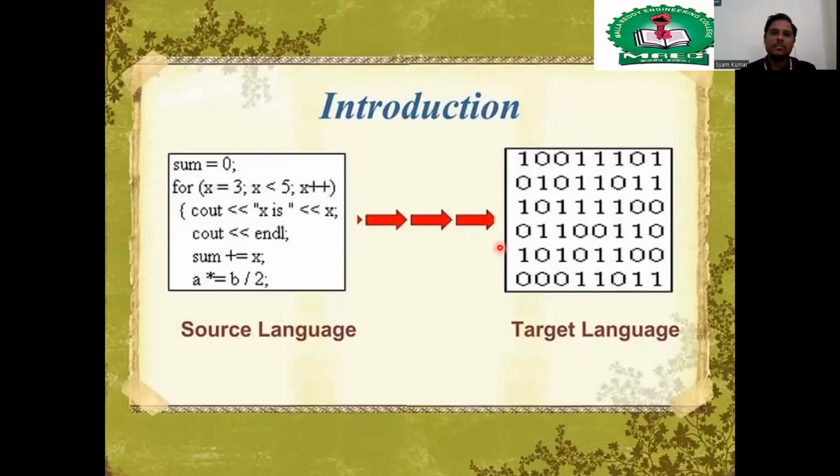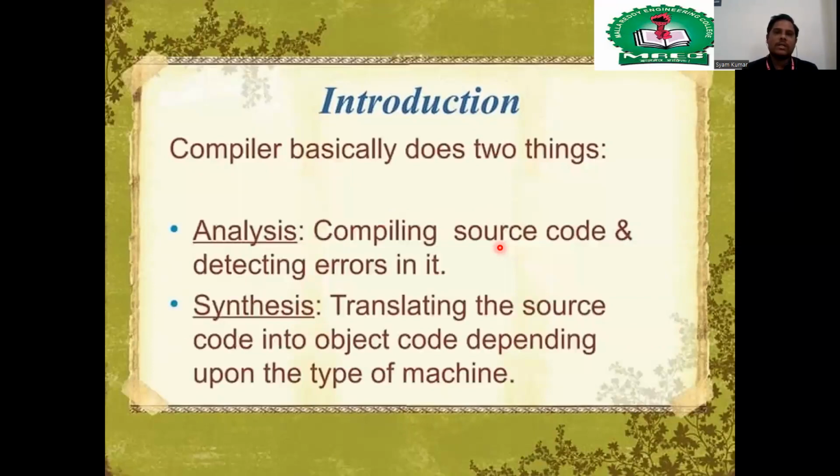We can see that a compiler contains a number of phases. Each phase translates step by step, and finally we get the output. Basically, the compiler contains two parts. The first part is the analysis part. The second part is the synthesis part.